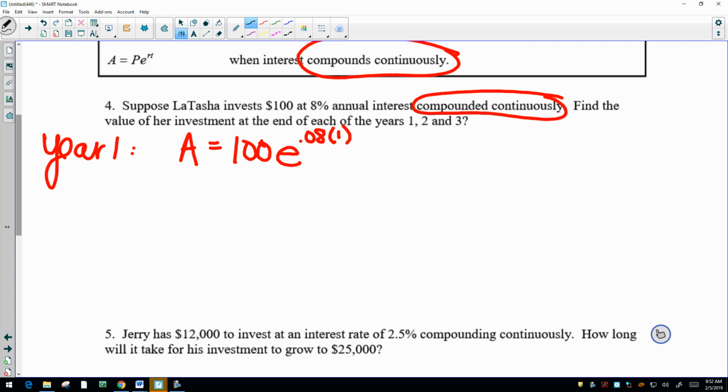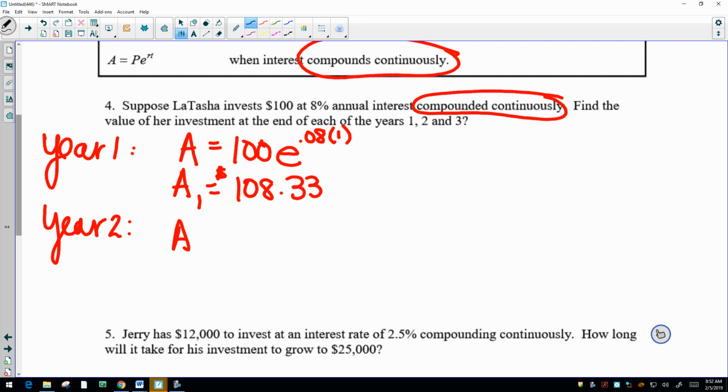So again, here's nice plug and chug kind of things. Make sure that you are, though, plugging it in correctly. Try this on your calculator. This is, again, money, so we should be rounding to 2 decimal spots. So at the end of year 1, we have $108.33. Now, the only thing changed when we go to year 2 is our time.